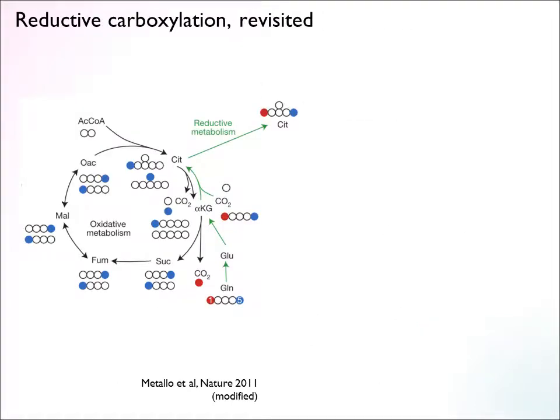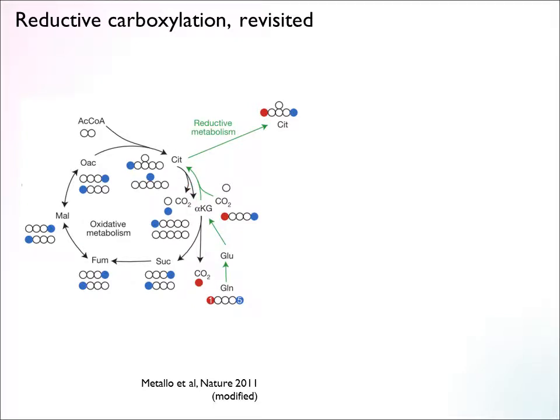So let's look at a particular case and revisit the study we mentioned before on reductive carboxylation. So in this case, we said that if you can see this label from carbon 1 of glutamine showing up in citrate, then you can prove that there is actually a flux in this direction. And that's totally true. But we don't know anything about the flux in the opposite direction.